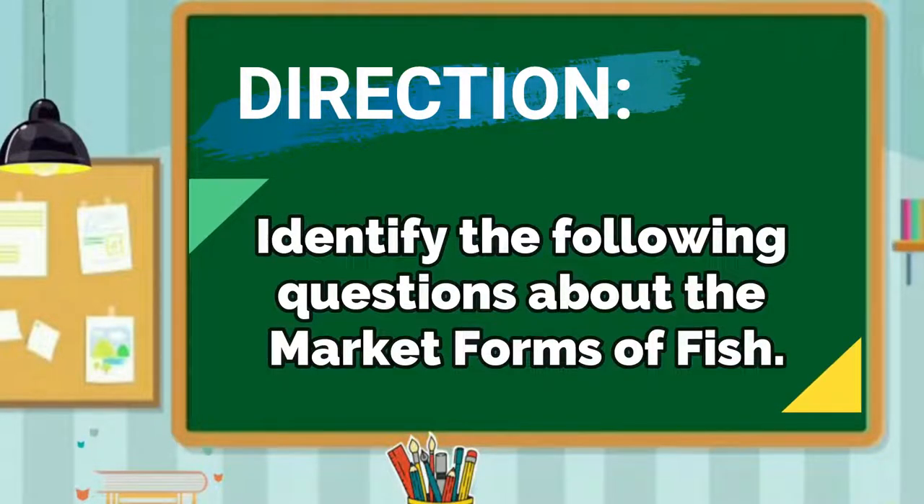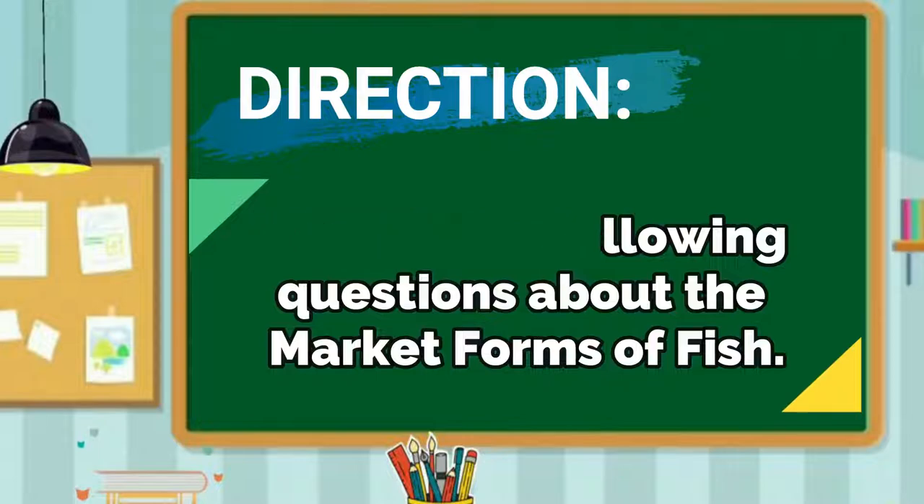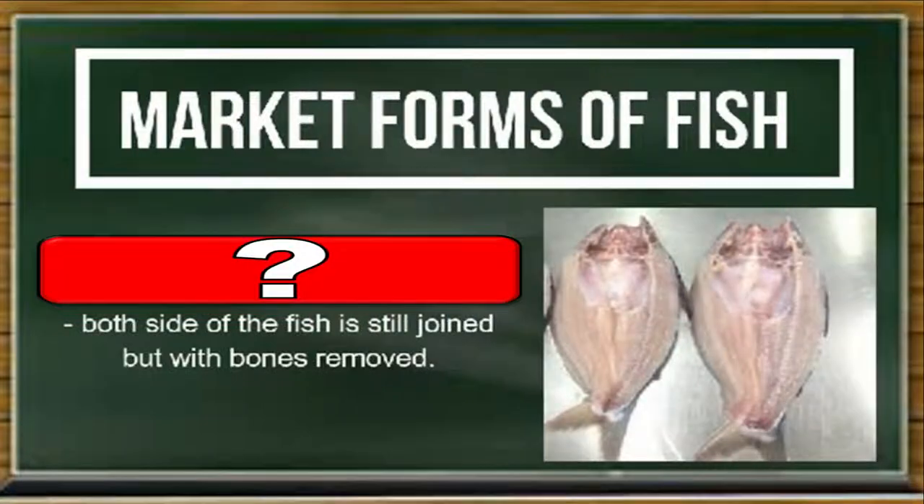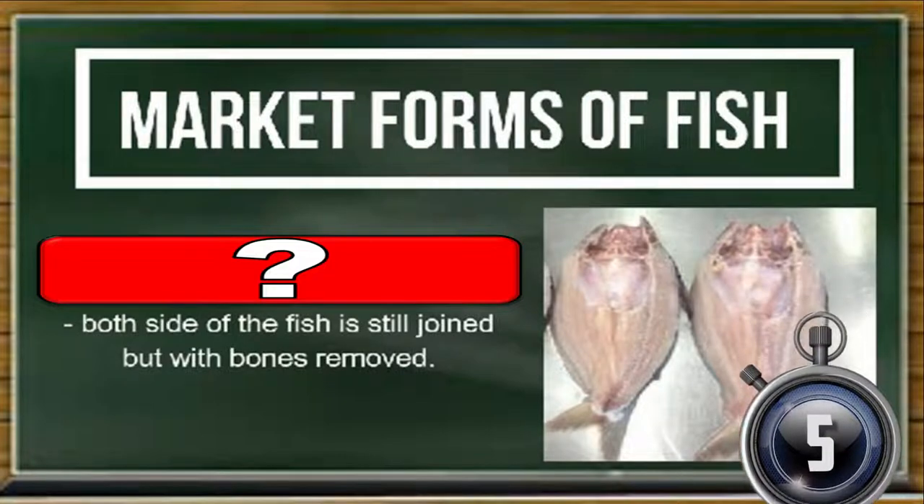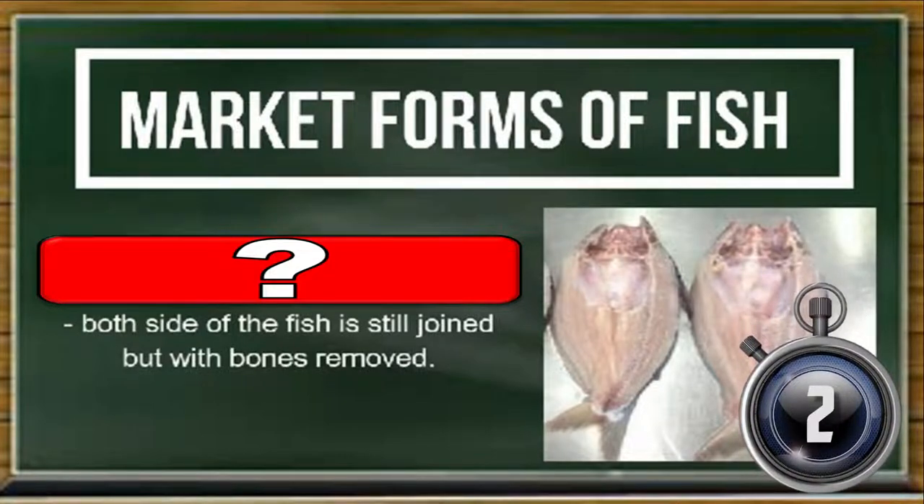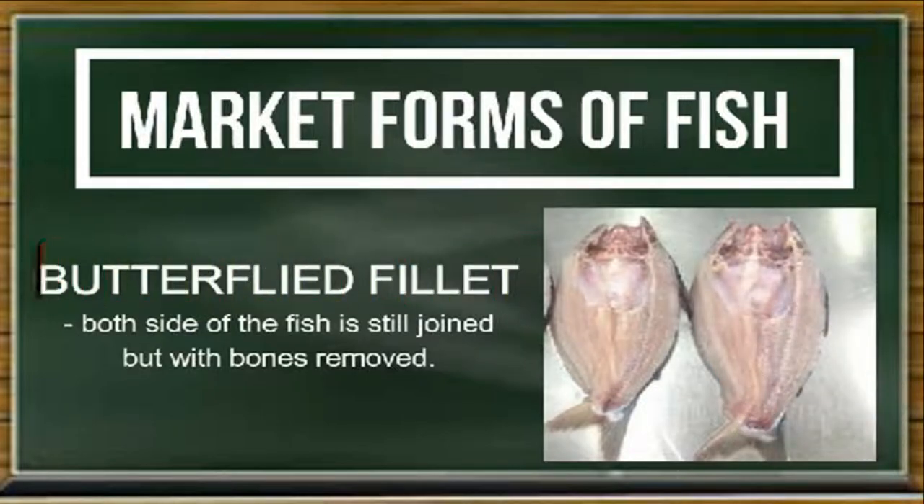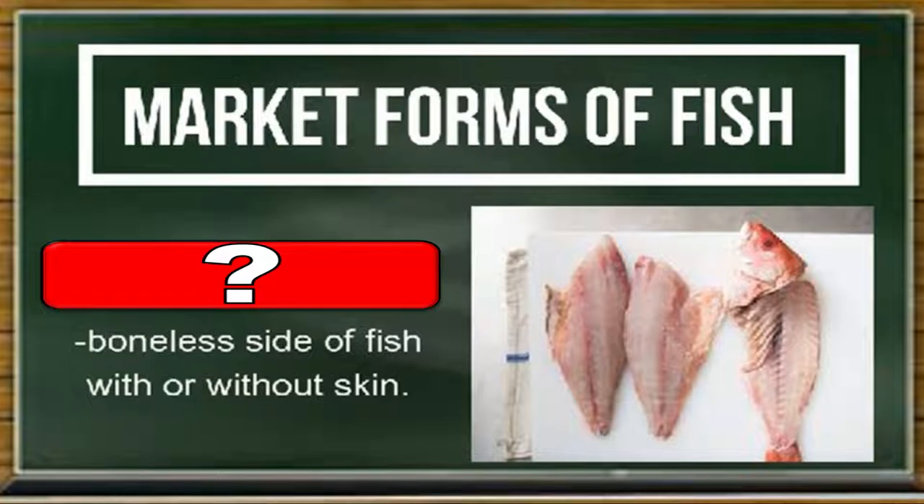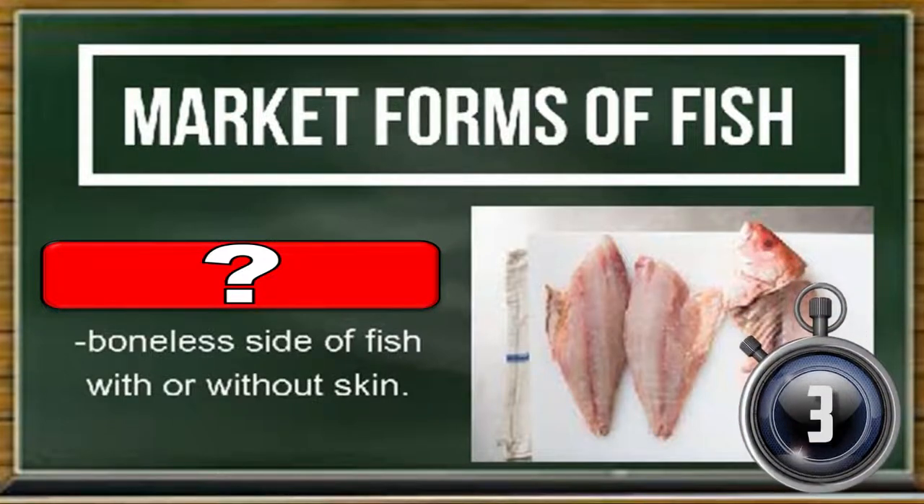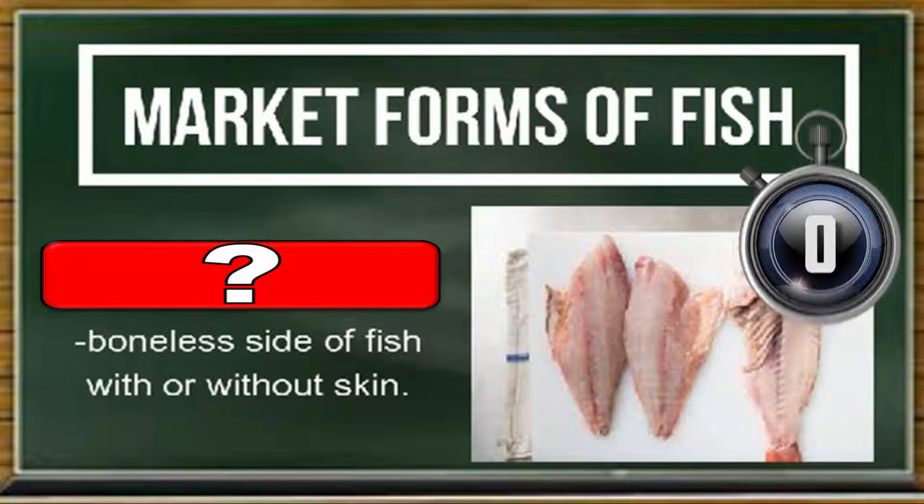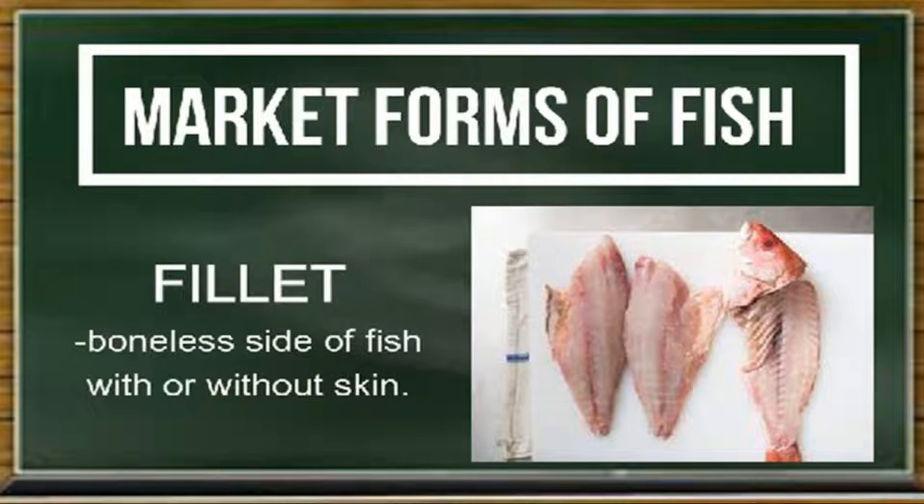Direction. Identify the following questions about the market forms of fish. Both sides of the fish is still joined but with bones removed. What market form of fish do you think is this? You are right if your answer is butterfly fillet. Second, what market form of fish refers to boneless side of fish with or without skin? If your answer is fillet, then you are correct.